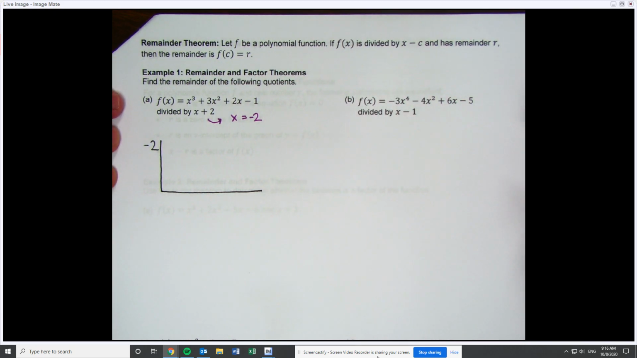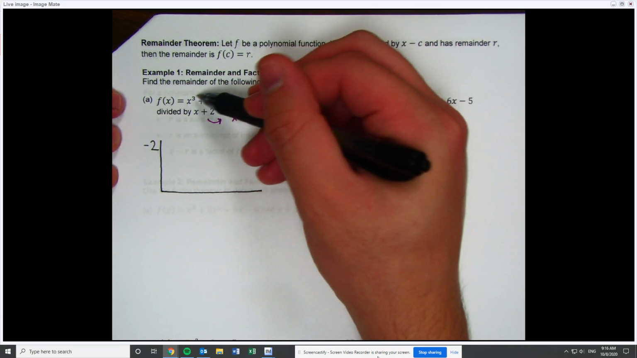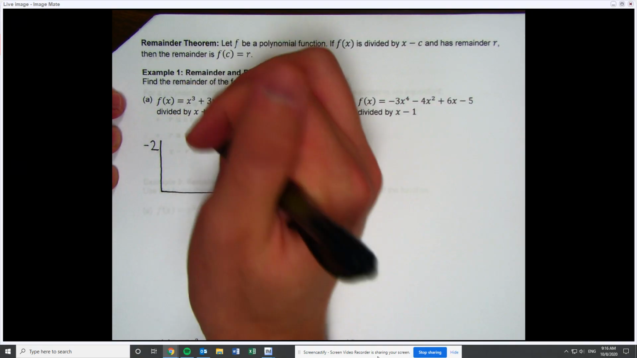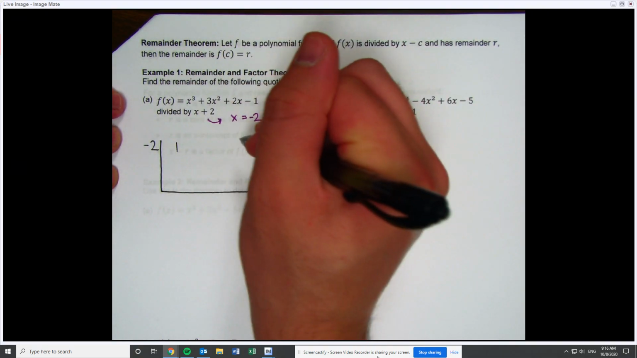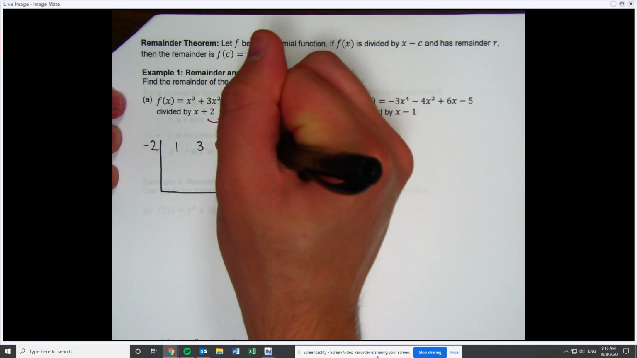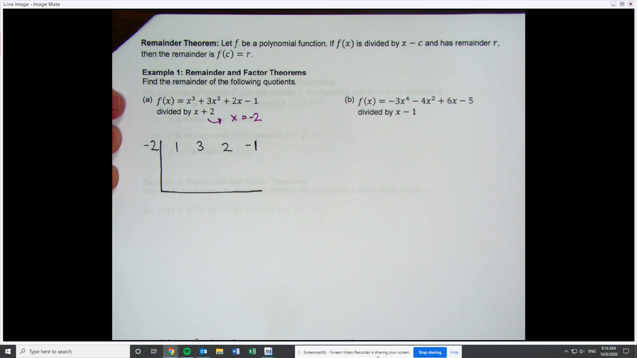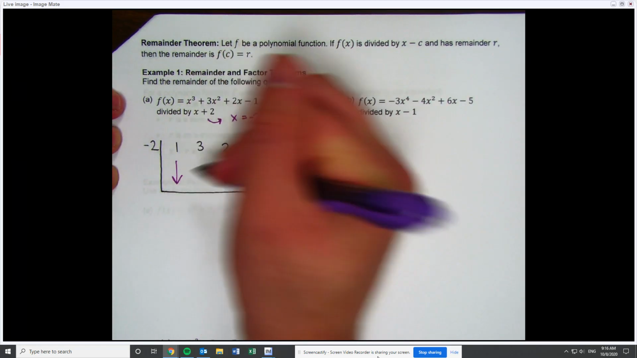Check to make sure everything is there. I have 3, 2, 1, none, everything's there. The number in front of x to the third is 1, and then 3, 2, negative 1. All done. So at this point, we can start our division. I'm going to bring down my first one.